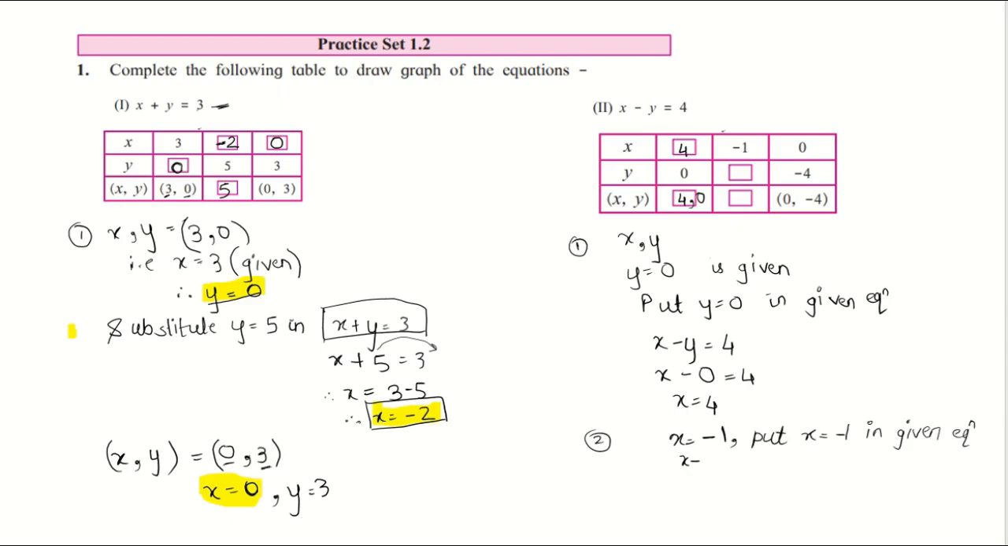Therefore x minus y is equal to 4. X is minus 1, minus 1 minus y is equal to 4, so minus y is equal to 4. This minus 1 will come on the right hand side and it will become plus 1. Therefore minus y is equal to 5, which means y is equal to minus 5. So the value of y is minus 5. Here x comma y is minus 1 comma minus 5. In the third scenario, we have x and y already given, so x comma y is 0 comma minus 4.